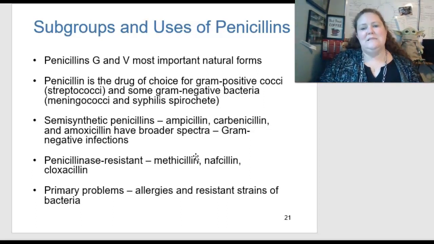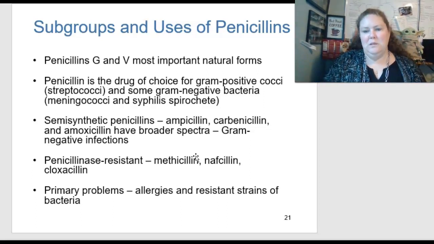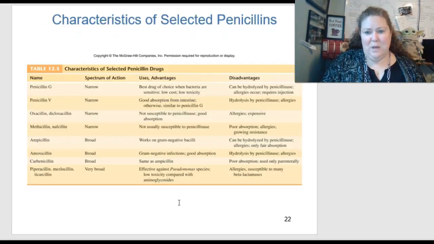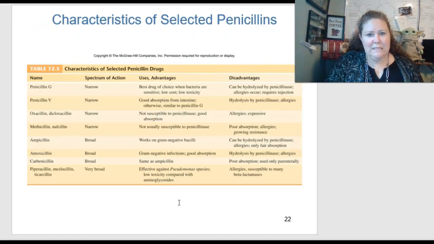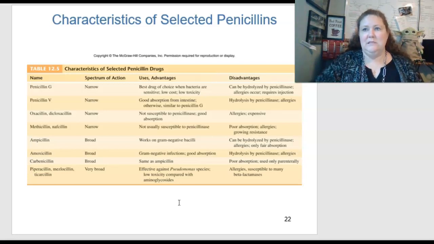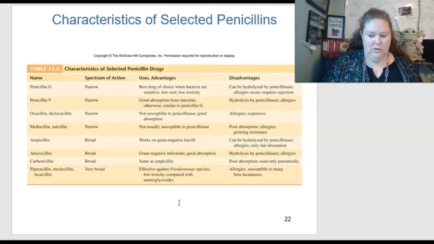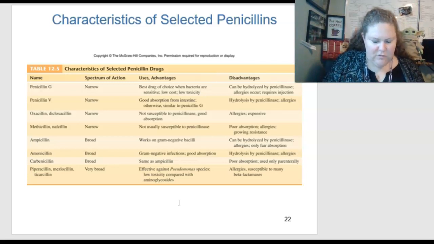We also have our penicillinase-resistant ones, which would be your methicillin, nafcillin, and cloxacillin. And then you can have primary problems with any of these penicillins, which would be allergies, and since penicillin has been around for quite a while, we can have resistant strains of these bacteria as well. In this table, you can see the characteristics of these selected penicillins. You can pause this and read what's going on, and compare and contrast the different types of penicillins that we have.